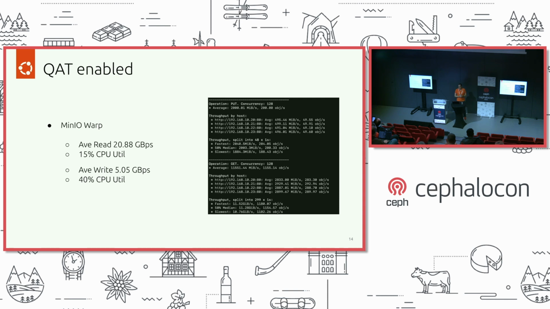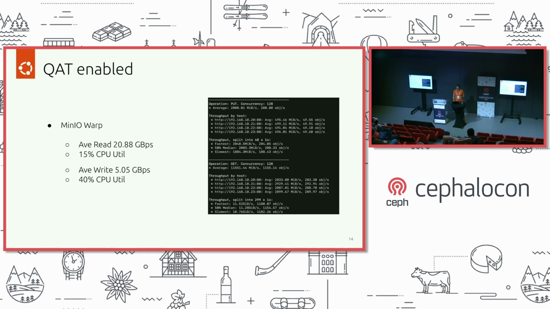With QAT enabled, we're back to where we started. So we're a little bit slower for reads. The CPU utilization is a little bit higher, but that's expected. You've got this extra thing turned on. What I found interesting was that the average write throughput increased, because of course those underlying disks are now not having to receive exactly the same amount of data as they were before.